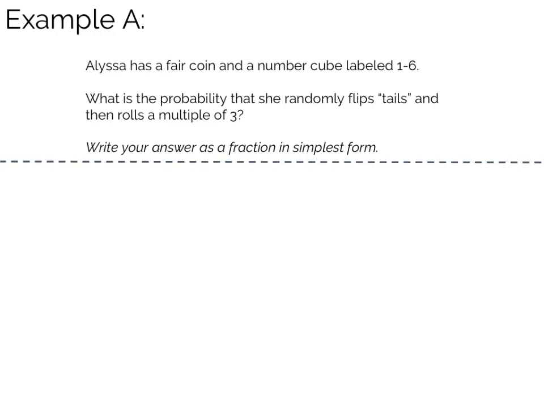So here we're going to have two events, so we're going to need two fractions. The first one is a fair coin, and she's going to be flipping tails, so there's a 1 out of 2 probability that that's going to happen, 1 being tails, 2 being the total number of outcomes, and then a multiple of 3 on our fair number cube.